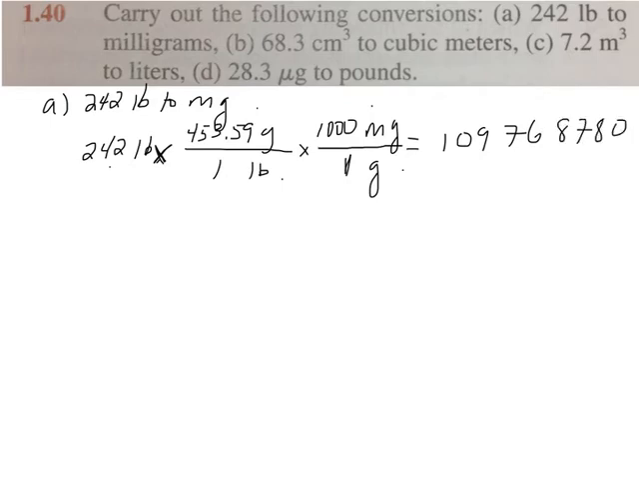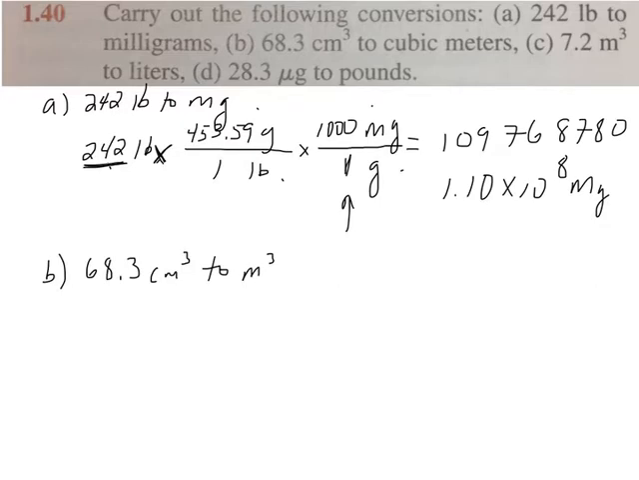109.768780. Now, from our sig figs, we know that that's not going to fly. We should have only 3 sig figs in our answer, because this portion here is a defined number. Those don't count in our sig figs. So we're going to take our sig figs from our original number. So we're going to have 3 sig figs. So this would be 1.10 times 10 to the 8th milligrams.